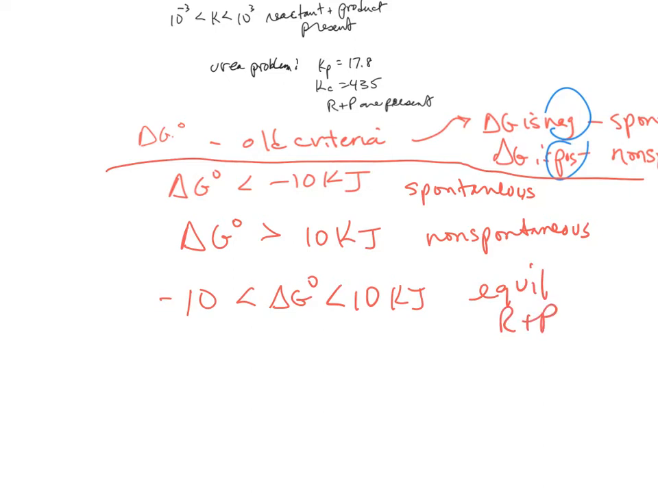So for our system, delta G for this particular reaction was negative 7.13 for the formation of urea. So this puts it right in the middle again, right? It's in between 10 kilojoules and negative 10 kilojoules. And so this is consistent with what we said earlier, that it's at equilibrium and reactant and product are present.